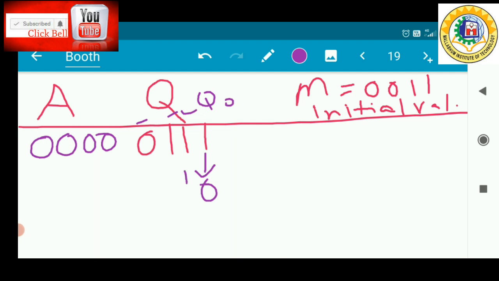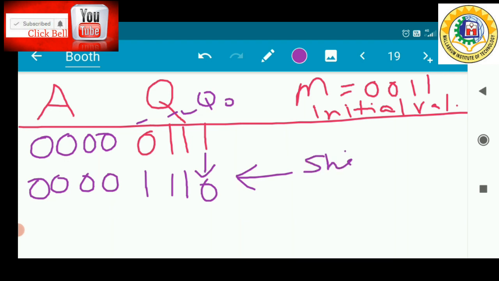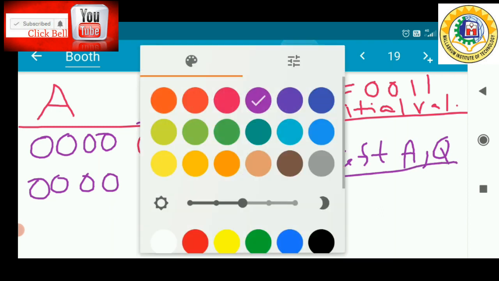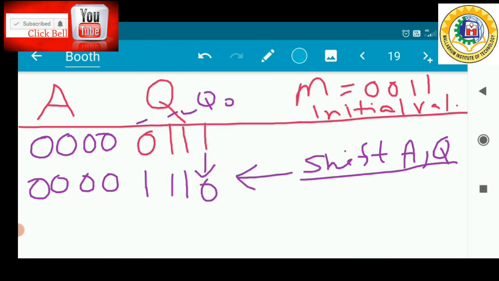So 3 1 1 1 1 0, all of this 0, okay. So that is the shift, that is the step called shift both A and Q together, okay. So next step is subtract. Subtract means this step is A minus M, that is the step.